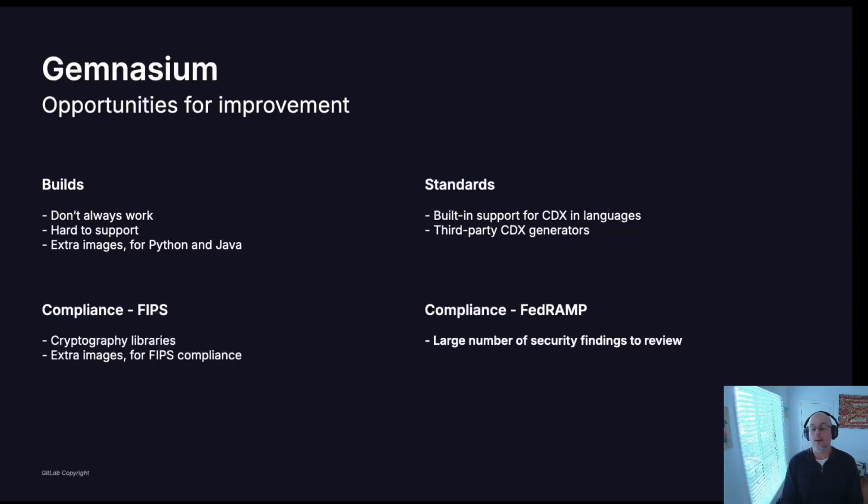Third, FIPS compliance. Because of Gemnasium requirements, the resulting image uses crypto libraries that need to be FIPS compliant. This resulted in us creating a FIPS version of every Gemnasium image to a total of 6. Again, maintenance overhead for us. Finally, FedRAMP. The images that we release to production are scanned for vulnerabilities, and we have a vulnerability management process that supports our FedRAMP compliance. Because of the number of container images and the number of dependencies on each of those images, we spend a significant amount of time triaging and fixing security findings.